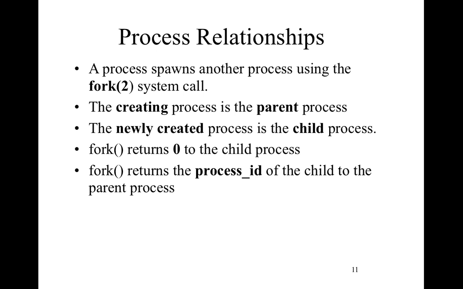So process relationships. A process spawns other processes. Everything you type inside of the shell is running as a sub-process or a child process of the shell. So you can do it yourself within your processes by running fork, which is a system call, and creating processes is the parent process. So you're the parent, you're the shell, and you run ls, that's a child process. So newly created processes are children. Fork returns 0 to the child process, and fork returns a process ID to the parent process.